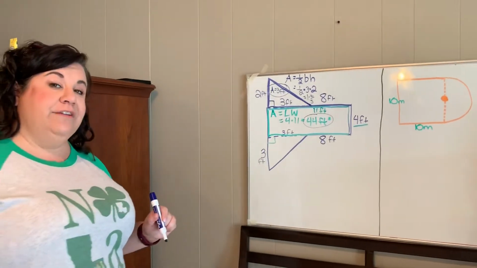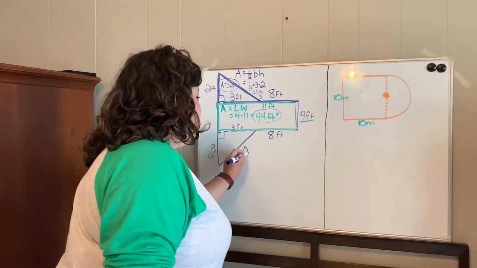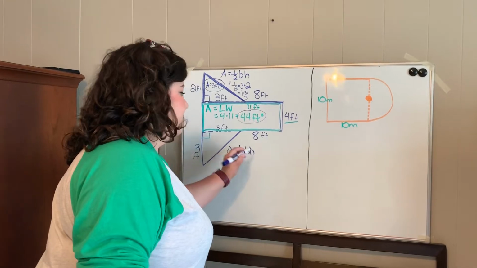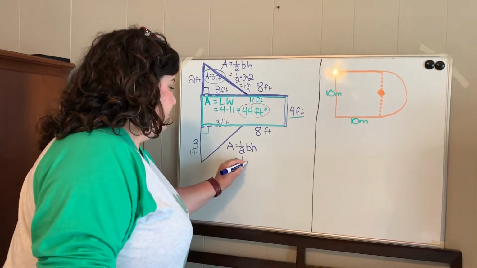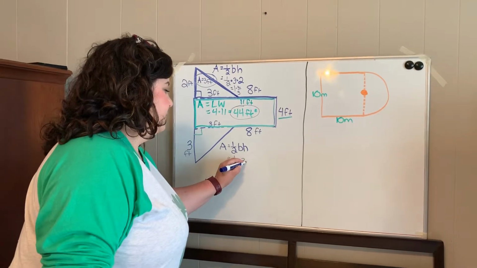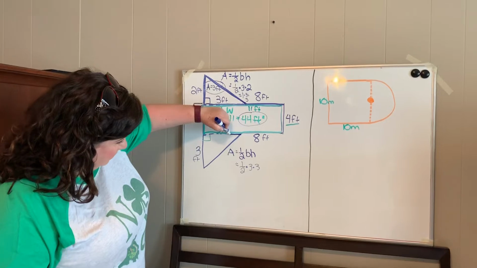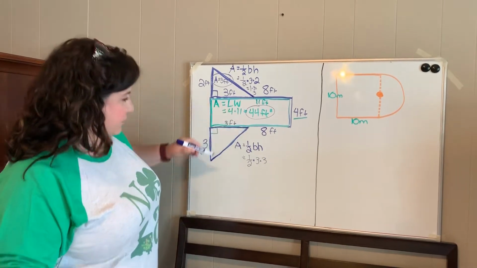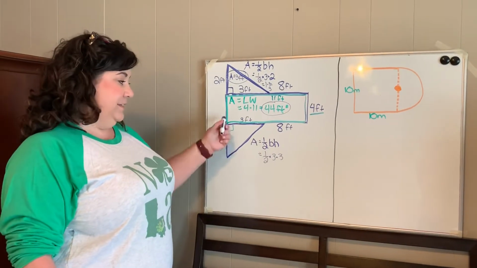Now I need to go ahead and find the area for my last triangle. So here I'm gonna say again, area equals 1/2 base times height. So that's 1/2 times 3 times 3, because now I'm on this triangle here. So here's my other triangle. So my base is 3, my height is 3.